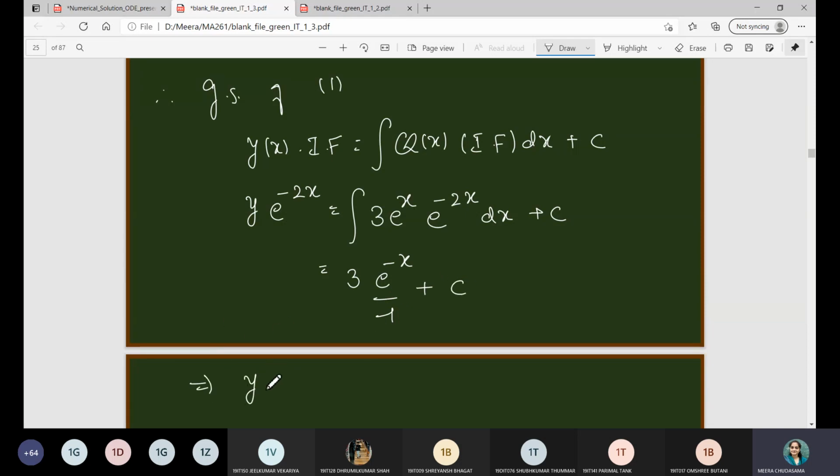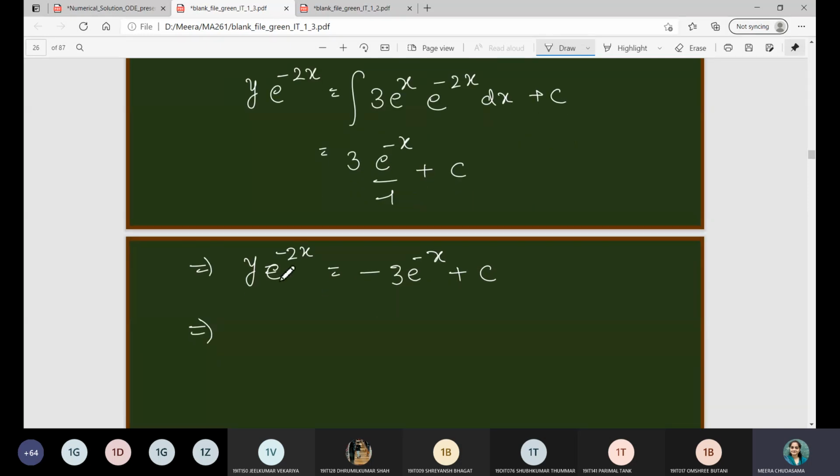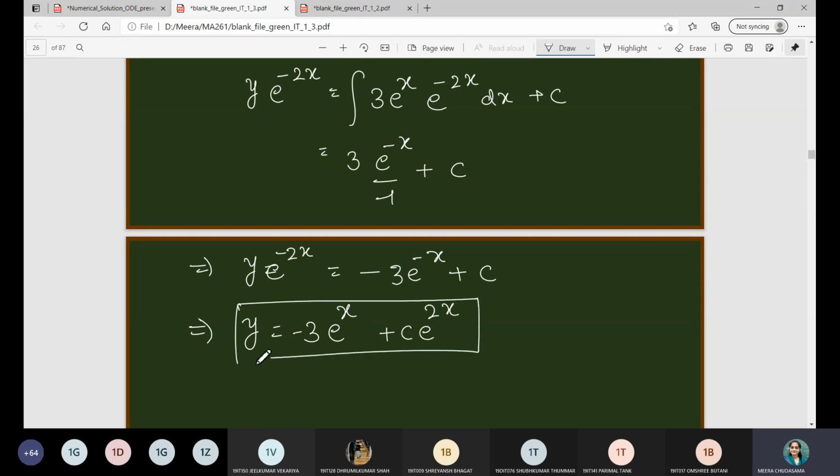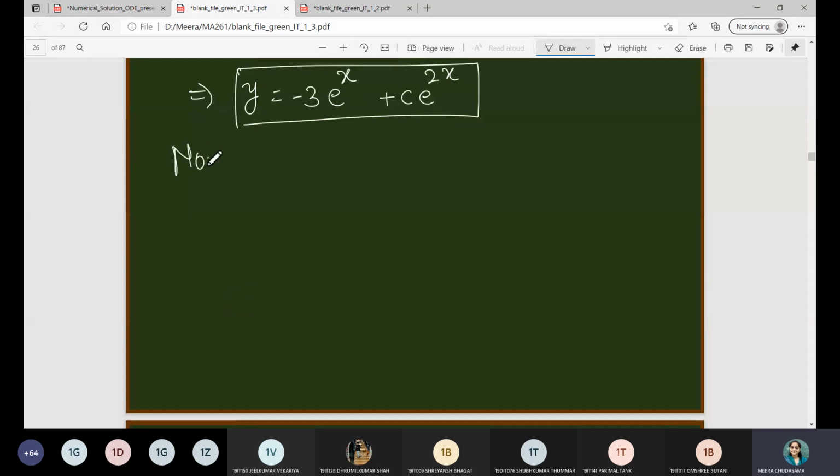So finally I can write the general solution as y is equal to minus 3 e raised to minus x plus c. Either you can keep this, or you can multiply the entire expression with e raised to 2x. In that case it will be y equal to minus 3 e raised to x plus c e raised to 2x. So this is the general solution, and now we are given y of 0 is 0.